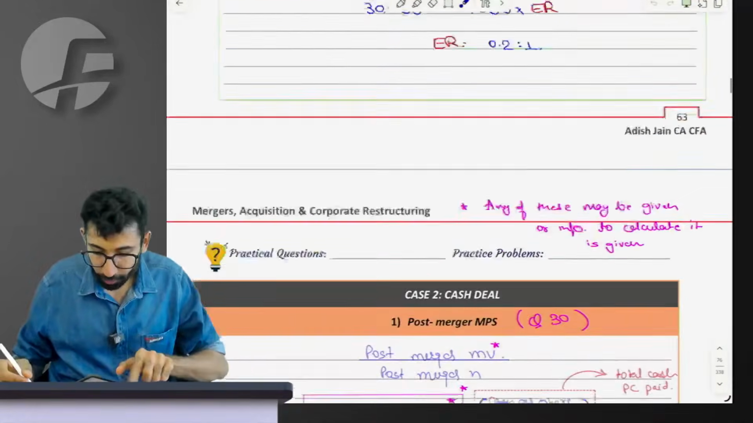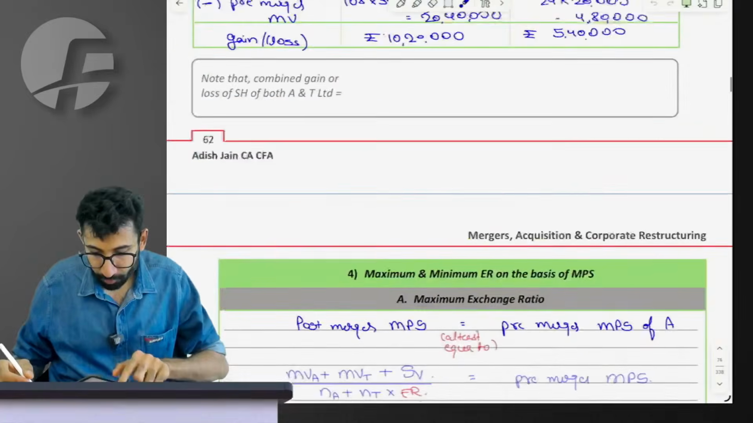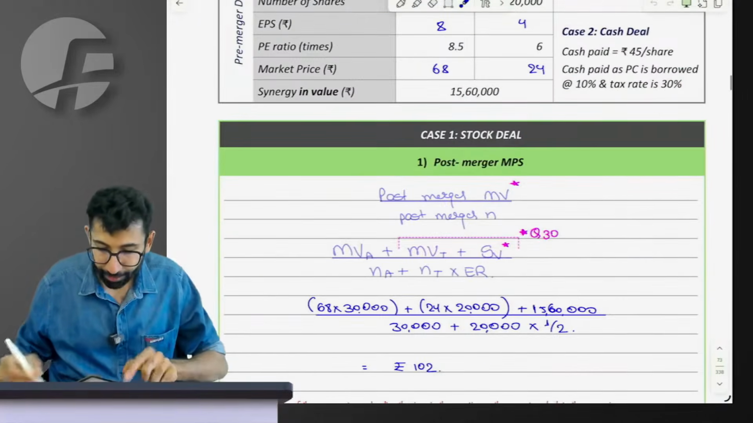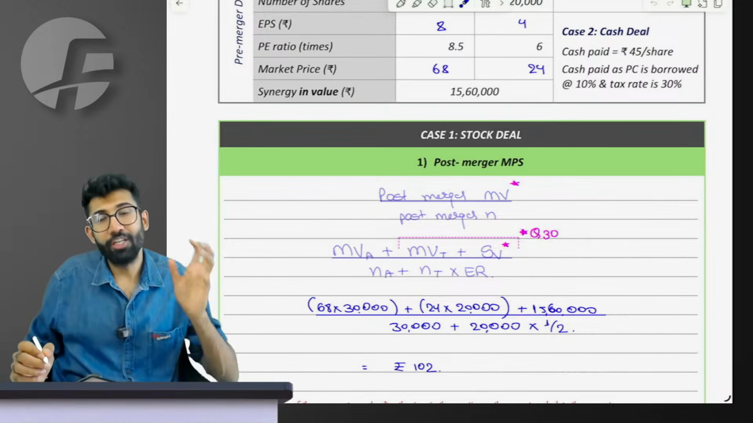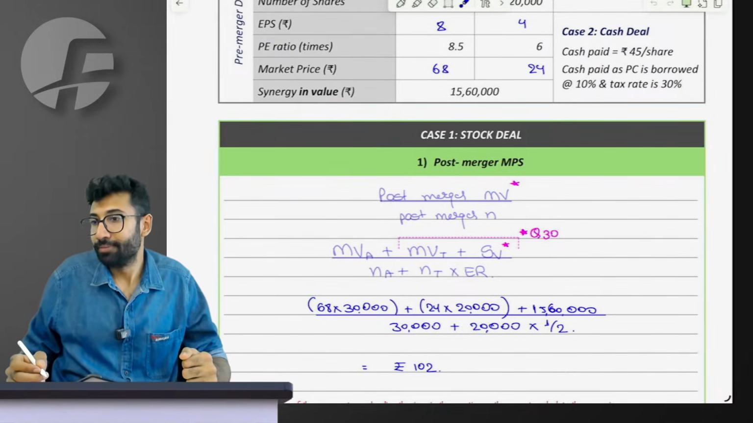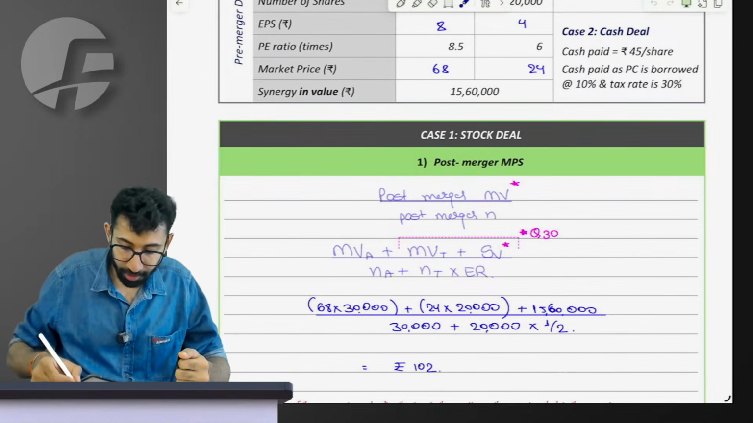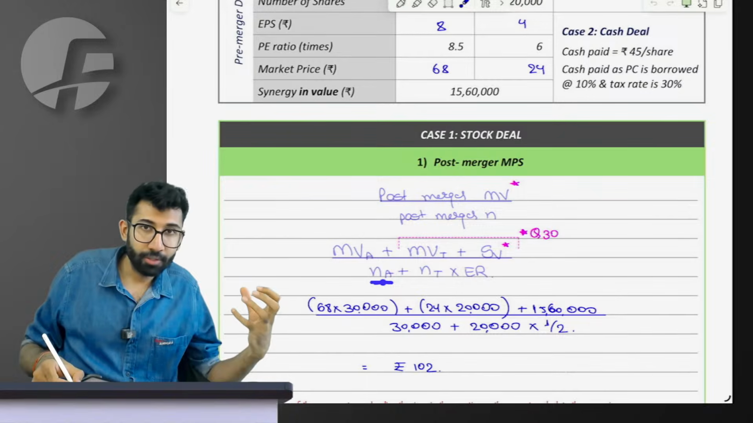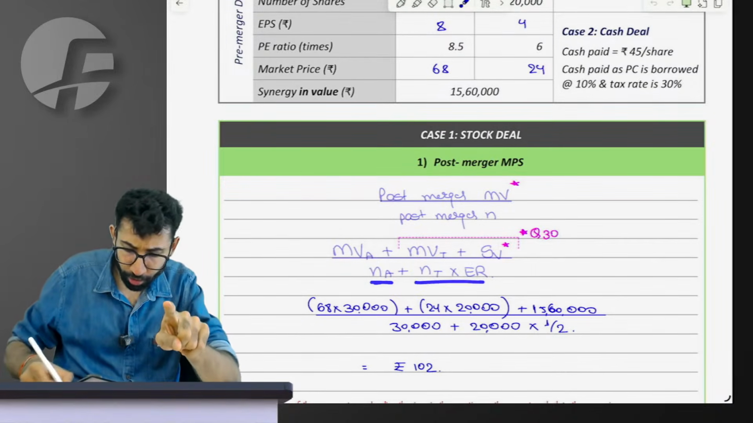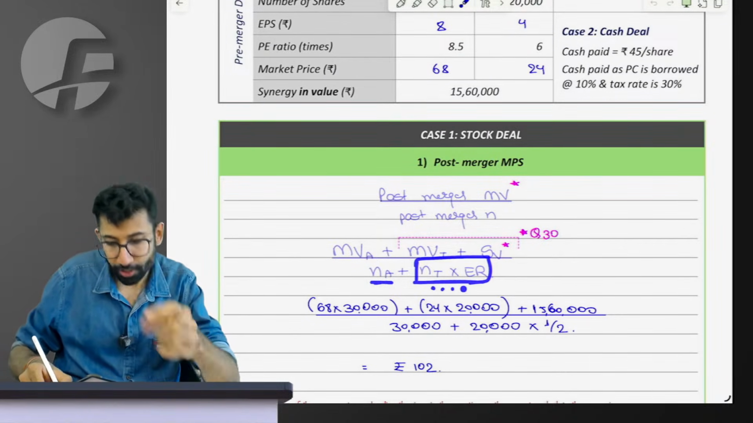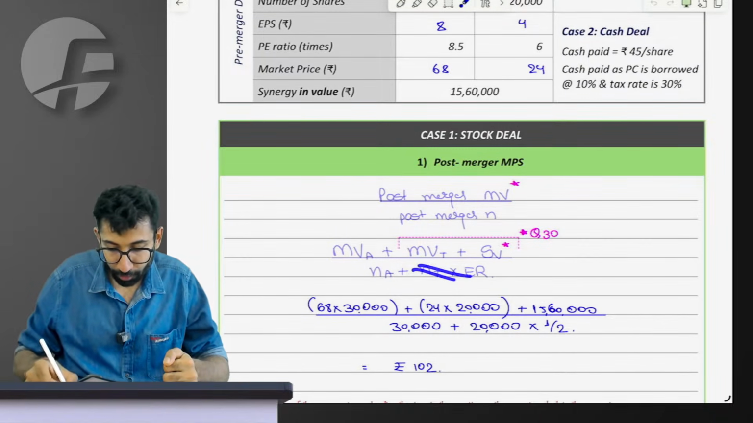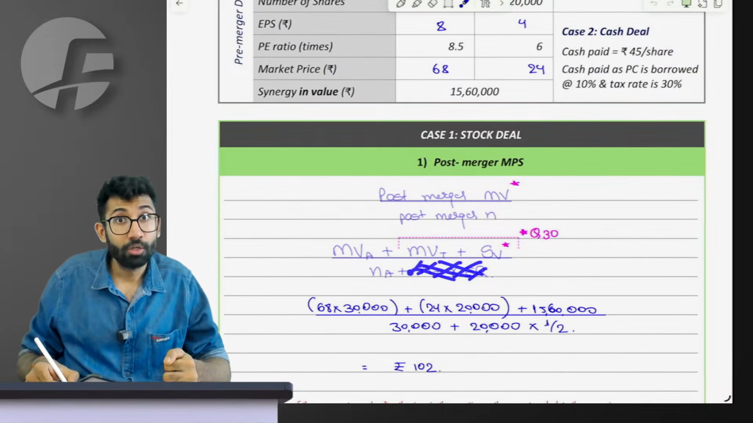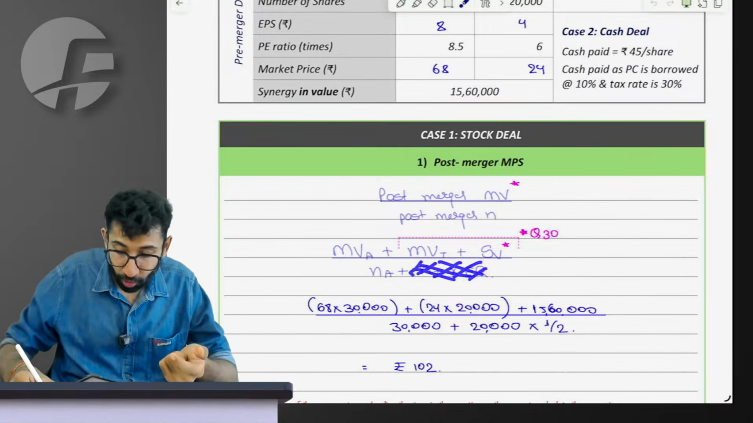We have to follow the value approach. My value plus your value plus synergy in value. Sir, if it was a stock deal, try to create the formula. If it was a stock deal, my shares were there, and when I issued more shares, I issued you also shares, so it became the number of shares in the denominator. But if it is a cash deal, will I give you anything in the denominator? No, no shares. But will I give you the cash?